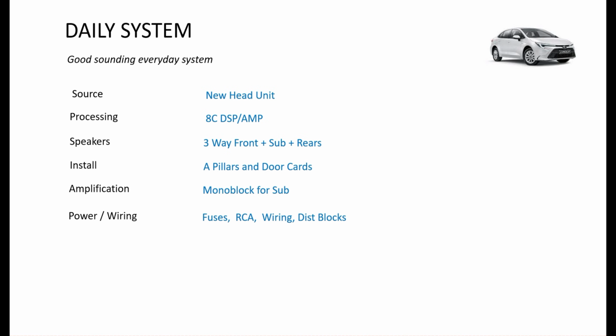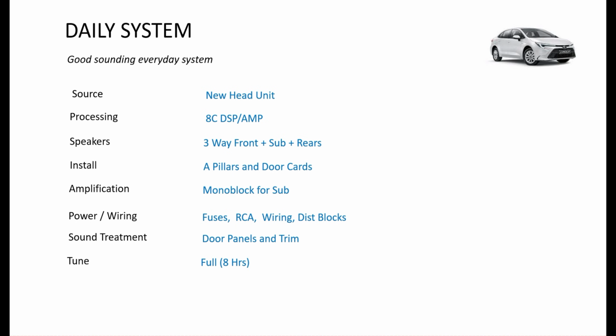You're going to need some fuses, some RCA cables to connect everything up, some speaker wire, distribution blocks, and all of that type of stuff for the power and wiring. Now you decide to do a little bit of sound treatment, so maybe some butyl for the door panels to stop vibrations, and some cloth tape and foam around the B pillars, the dash and trim to stop any squeaks and rattles. So not crazy on sound treatment, but a little bit to get rid of some of that noise and vibration.